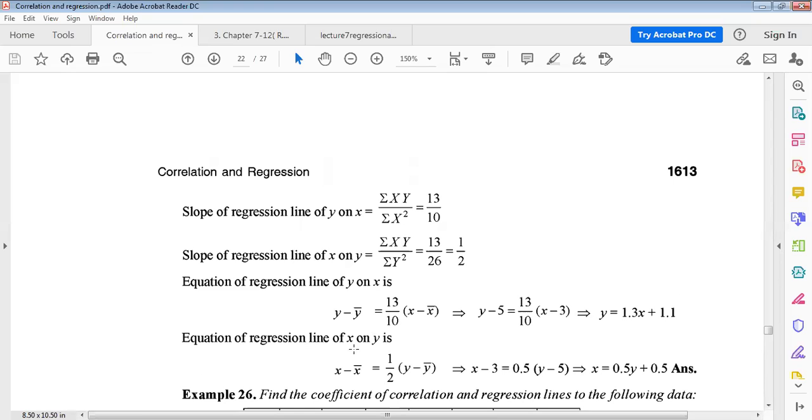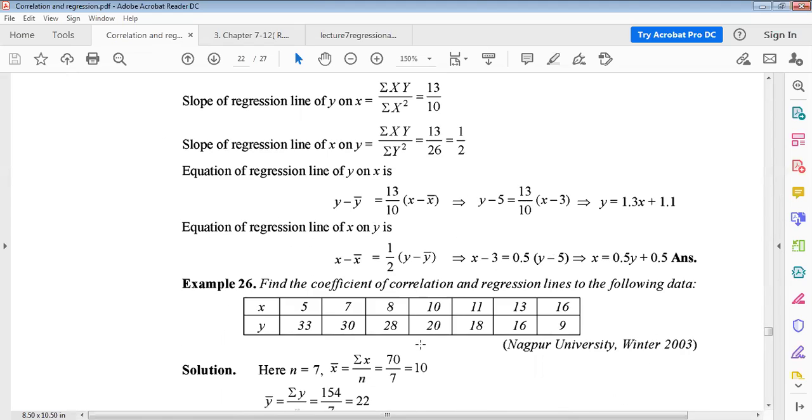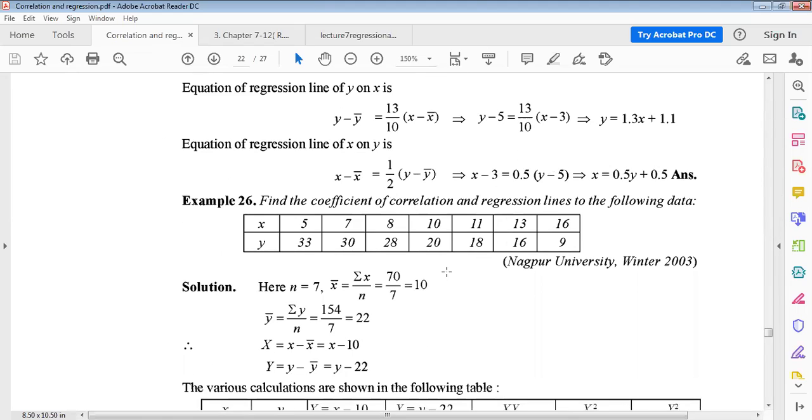The equation of the regression line of x on y will be x minus x bar equals slope times y minus y bar, where the slope is this one. This is a straight line, just like the form y equals mx plus c.